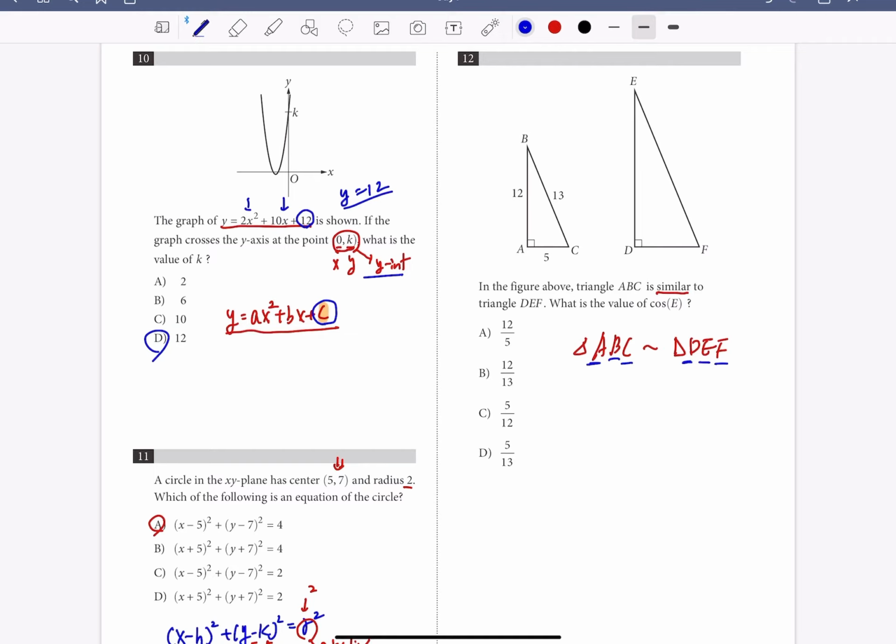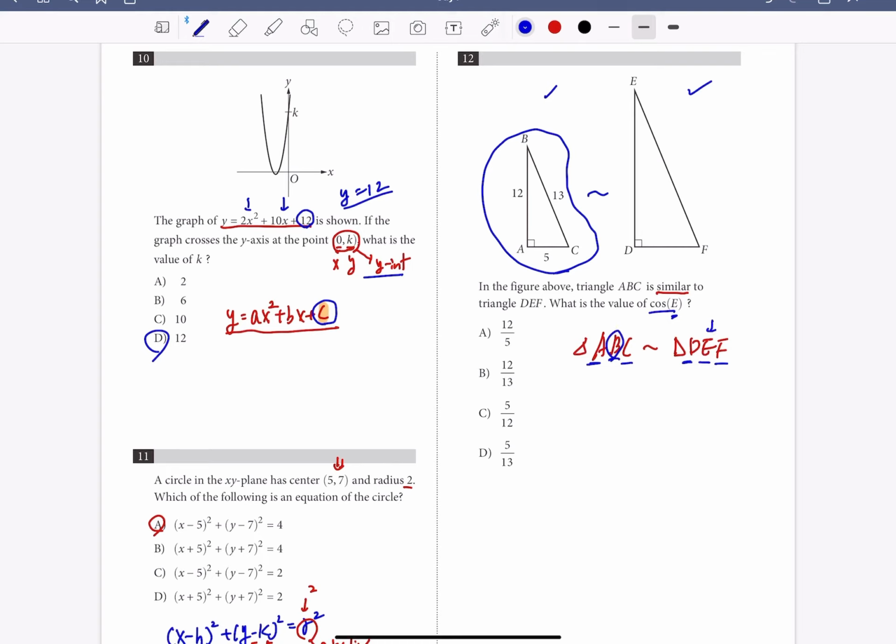And you're looking for cosine E. Because the triangles are similar, we don't need to know the length of each side of the second triangle, DEF. We can just use the ratio of the first triangle. Why? Because they are similar. Then we just need to find the corresponding angle of E in the first triangle. The corresponding angle of E is B.